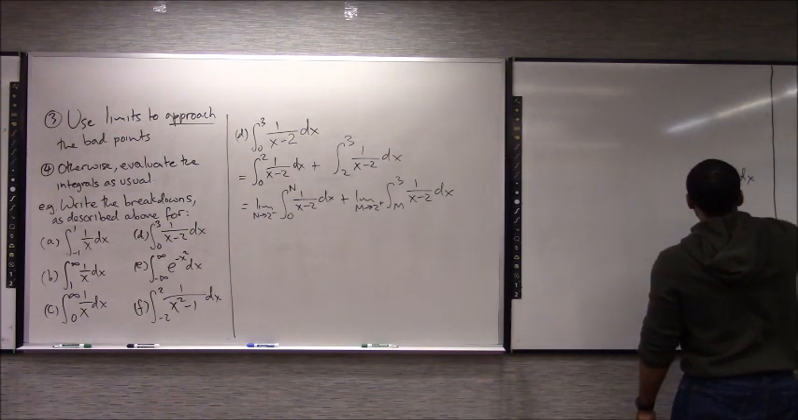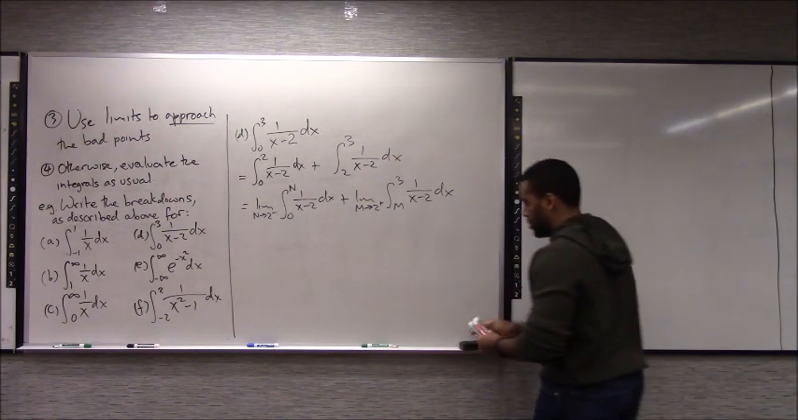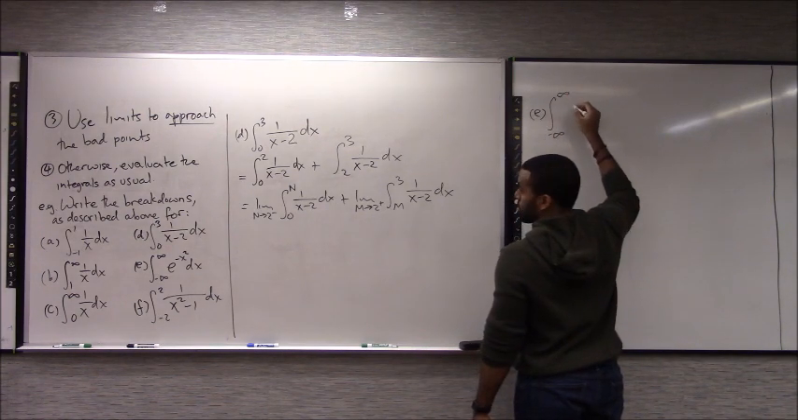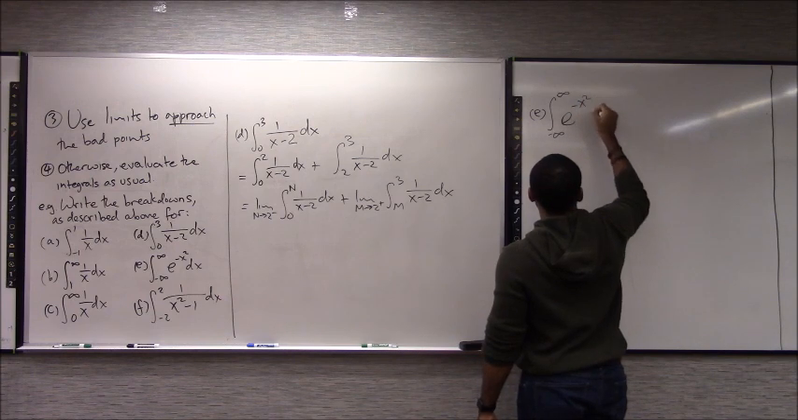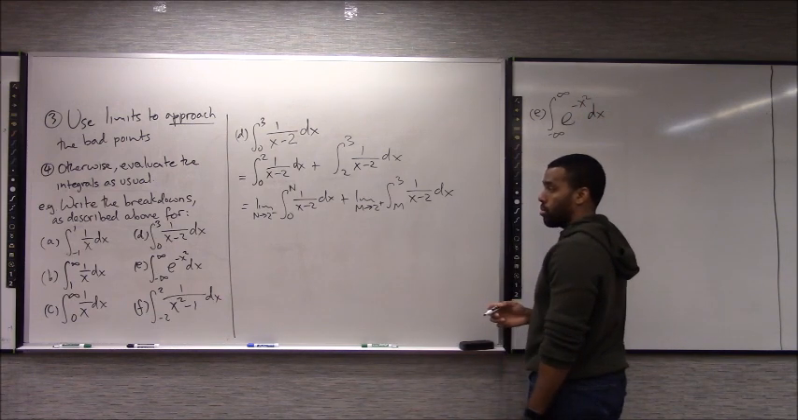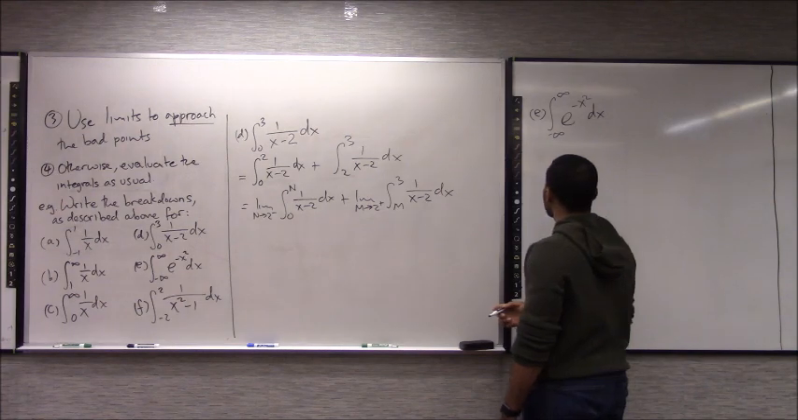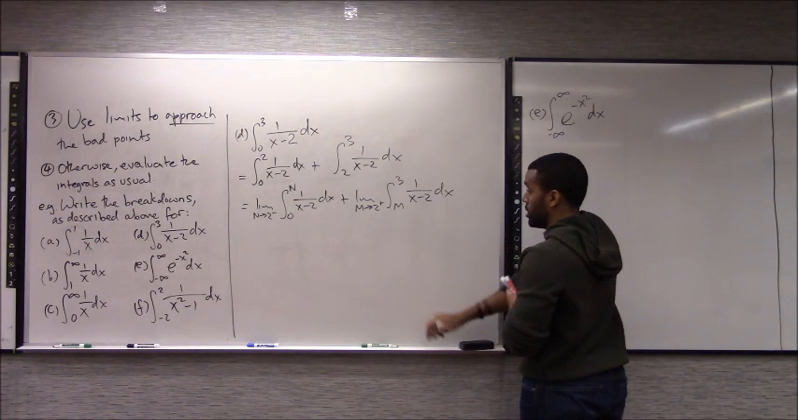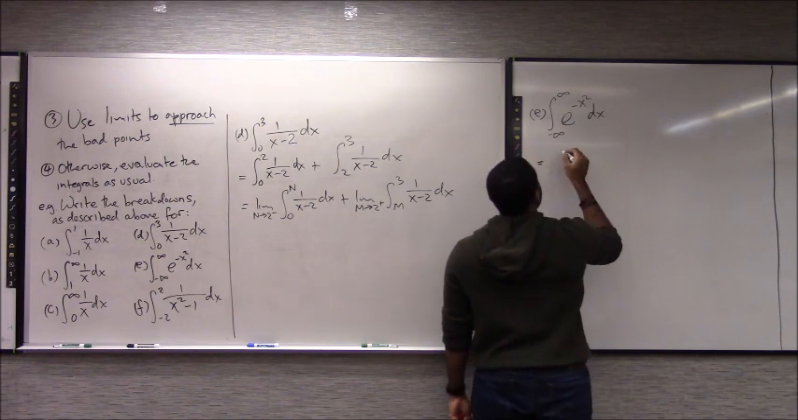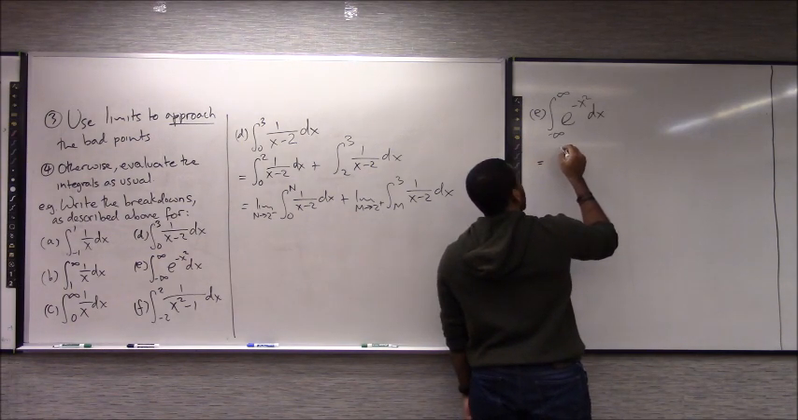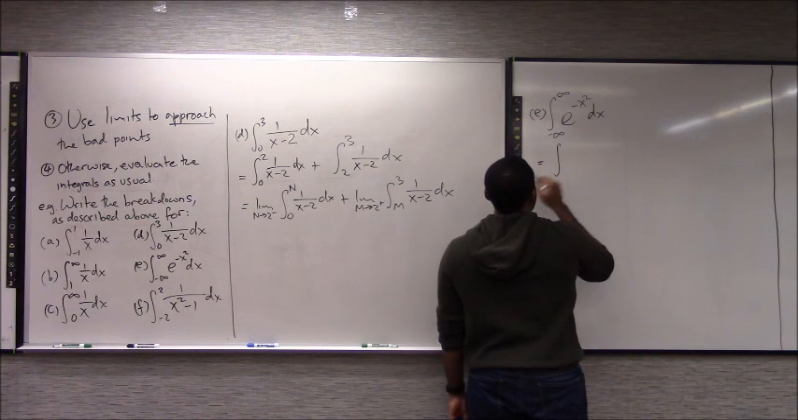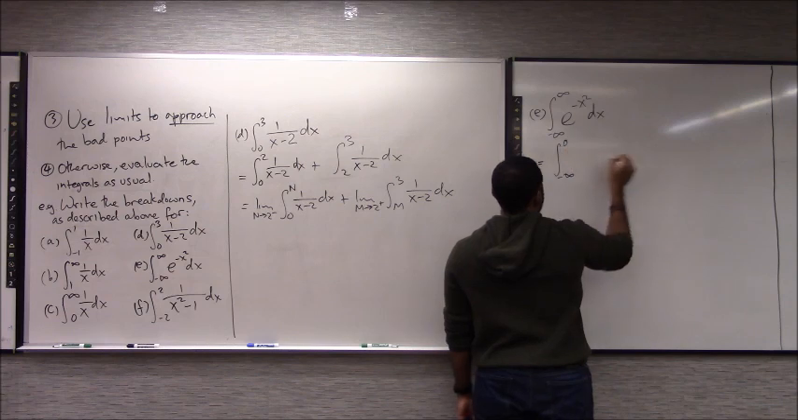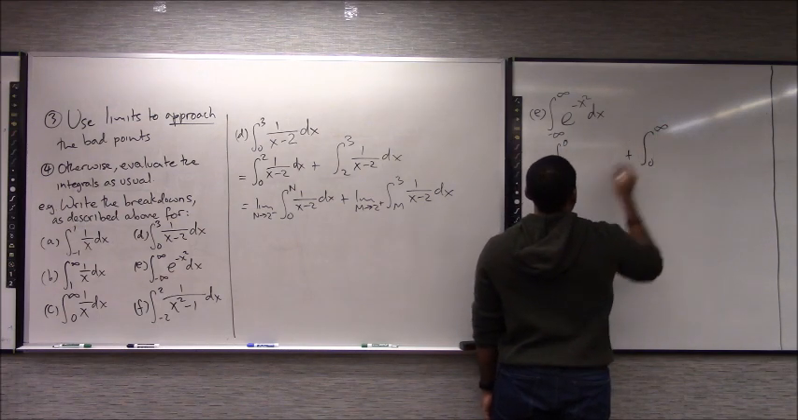E, how would you break up E? You want to put 0 in the middle, so what is it going to look like here? Negative infinity to 0.